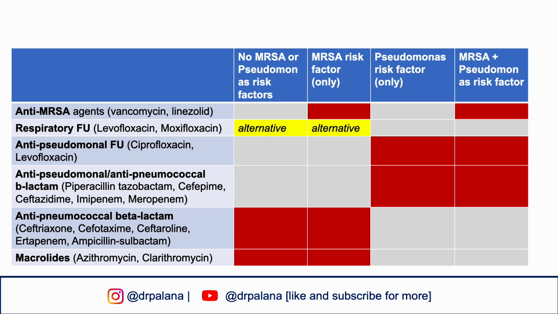If the patient is hospitalized with pneumonia and needs IV antibiotics and only has Pseudomonas risk factors, consider an anti-Pseudomonal fluoroquinolone like levofloxacin plus an anti-Pseudomonal anti-pneumococcal beta-lactam such as cefepime. If the patient is hospitalized with MRSA and Pseudomonas risk factors, consider an anti-MRSA agent like vancomycin plus an anti-Pseudomonal fluoroquinolone like levofloxacin plus an anti-Pseudomonal anti-pneumococcal beta-lactam like cefepime.